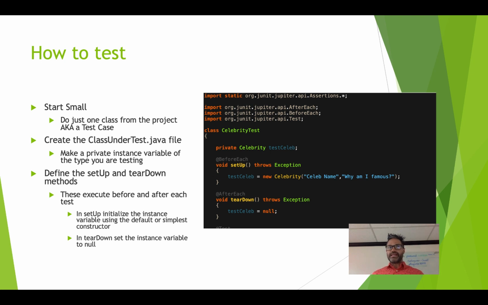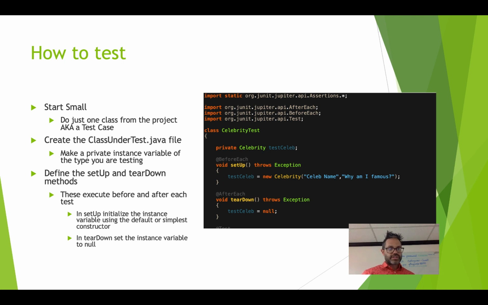So just pick one, pick an easy one, pick something basic. I'm using the Celebrity Lab right now for the examples. You create the file called class_test.java, so in this case it's CelebrityTest. You want to make sure you make an instance of the class you're testing as a data member, private, because we're following good information hiding practices.